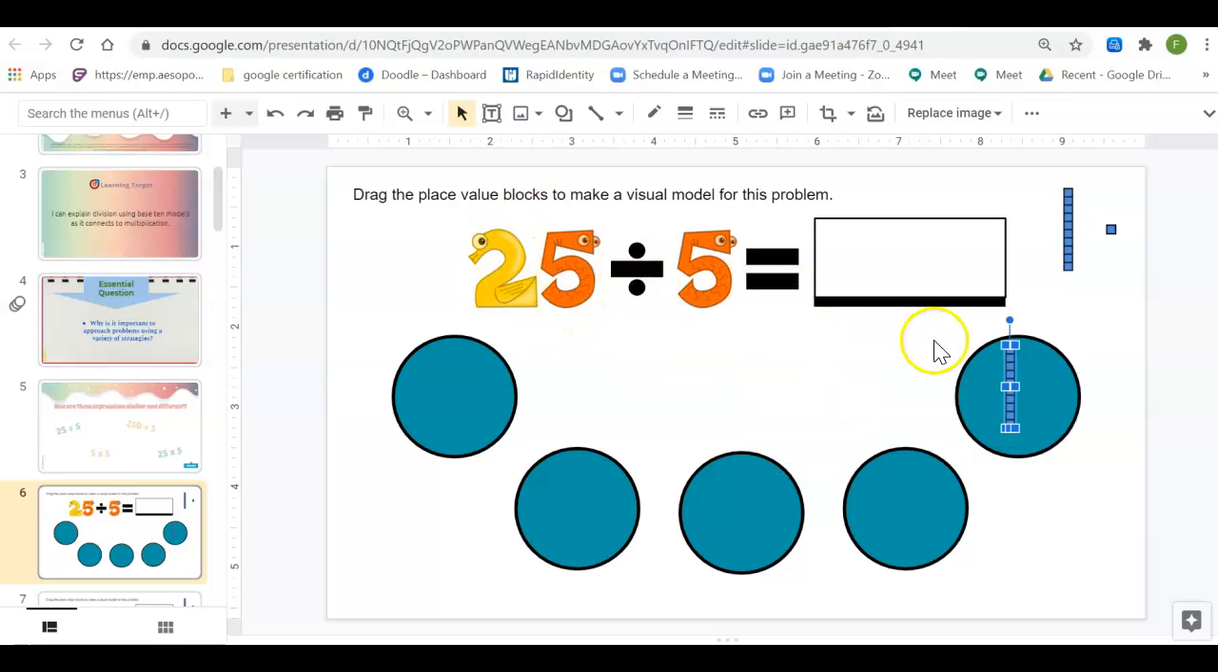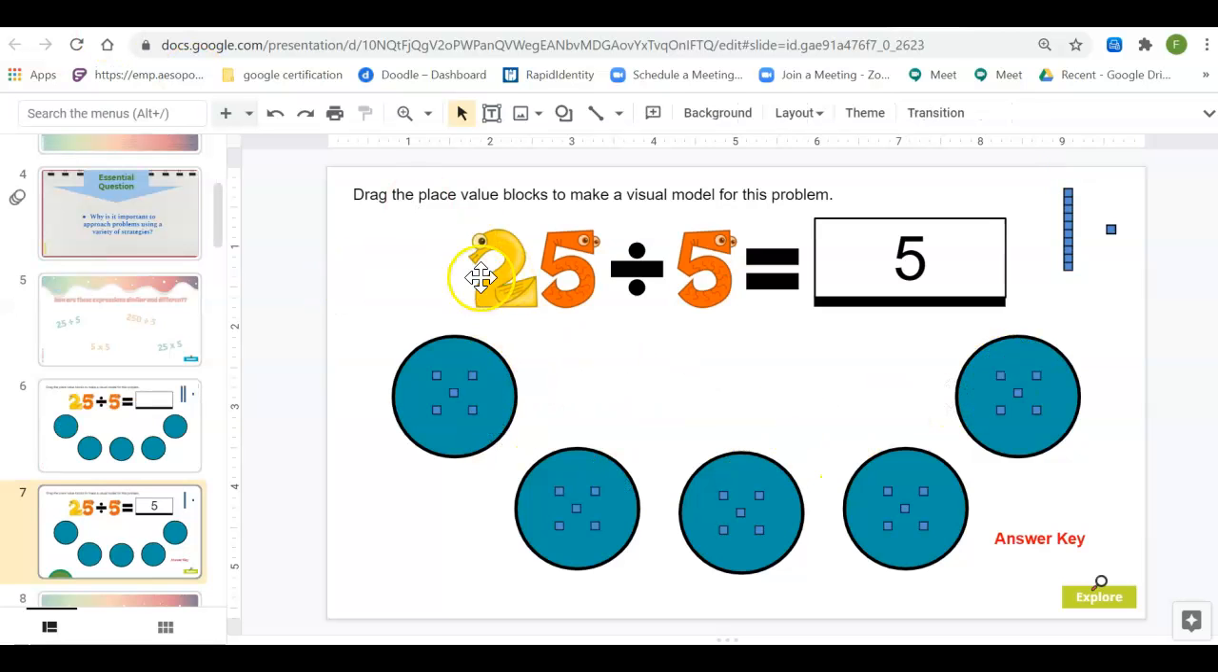Remember, you can't go over 25 in there. You can't go over 25 total. Okay, so when I wanted to distribute the 25 evenly into 5 different circles here, I determined that I could get 5 units in each.